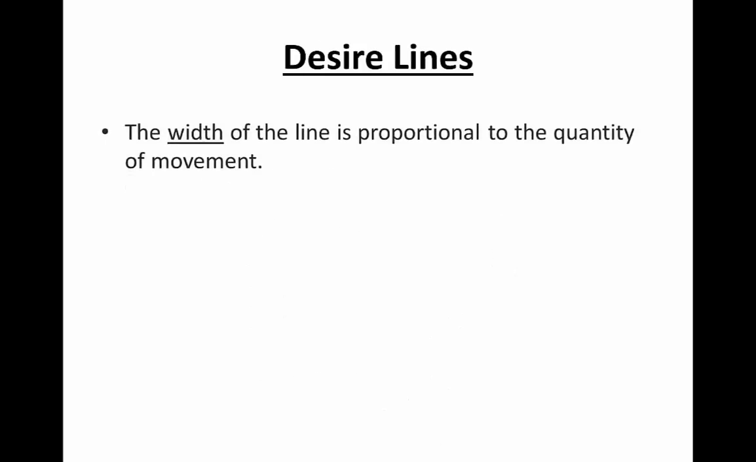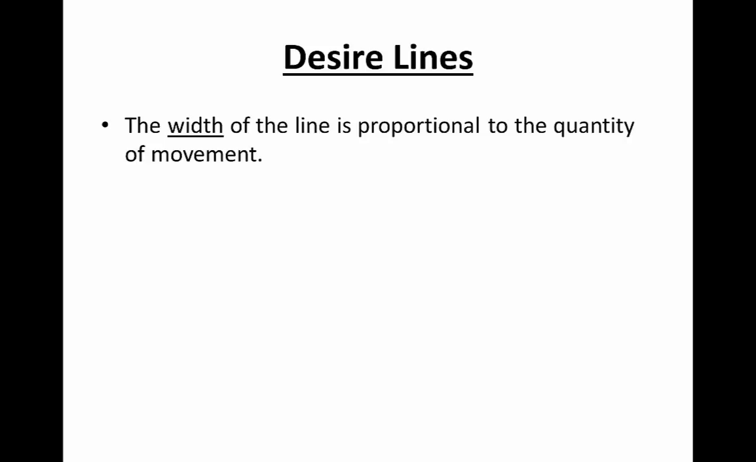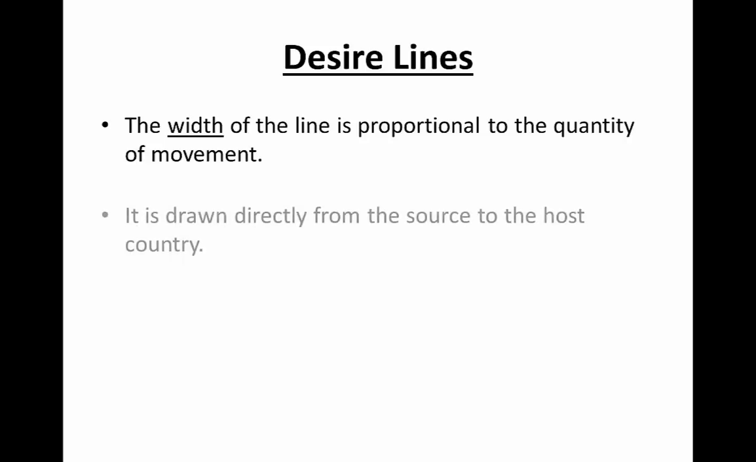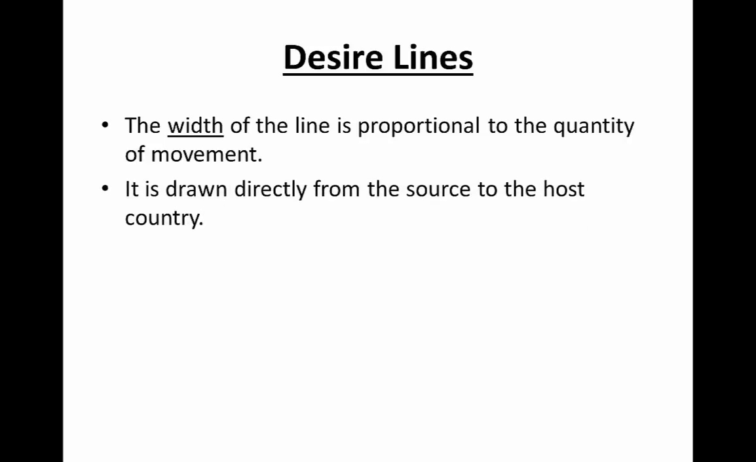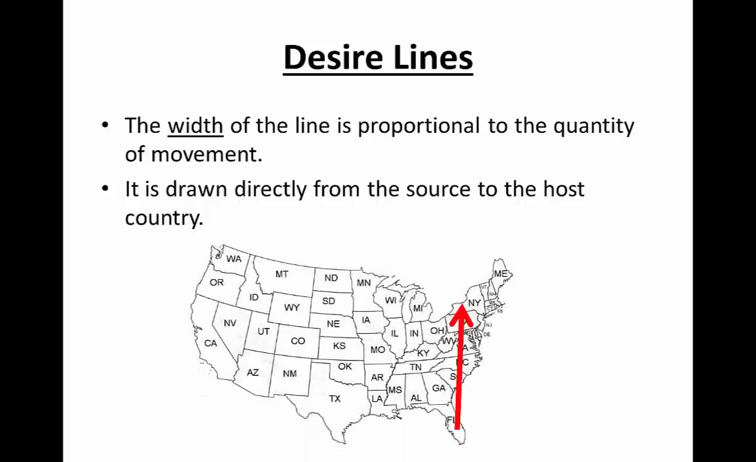Next, we're going to look at desire lines. Here, the width of the line is proportional to the quantity of movement, but however, it's drawn directly from the source to the host country. So this is what it looks like. Here, we're moving the same kind of way from Orlando over to New York, and the line is still proportional to the quantity of movement. However, we're moving straight and we're not following the route.